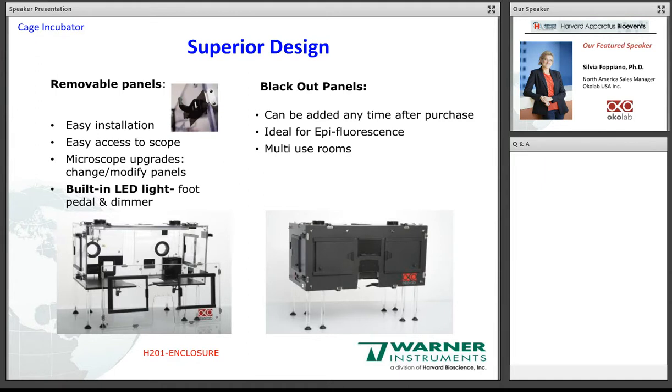We also made it with a built-in LED light that you can turn on and off with a foot pedal, and then adjust its intensity with a dimmer. We thought that was important because oftentimes you're in a microscope room, the lights are off, and when you're trying to prepare your sample and place it on the stage, you can't really see. So it's convenient to have a small light available to you. We have blackout panels that can be added at a later time.